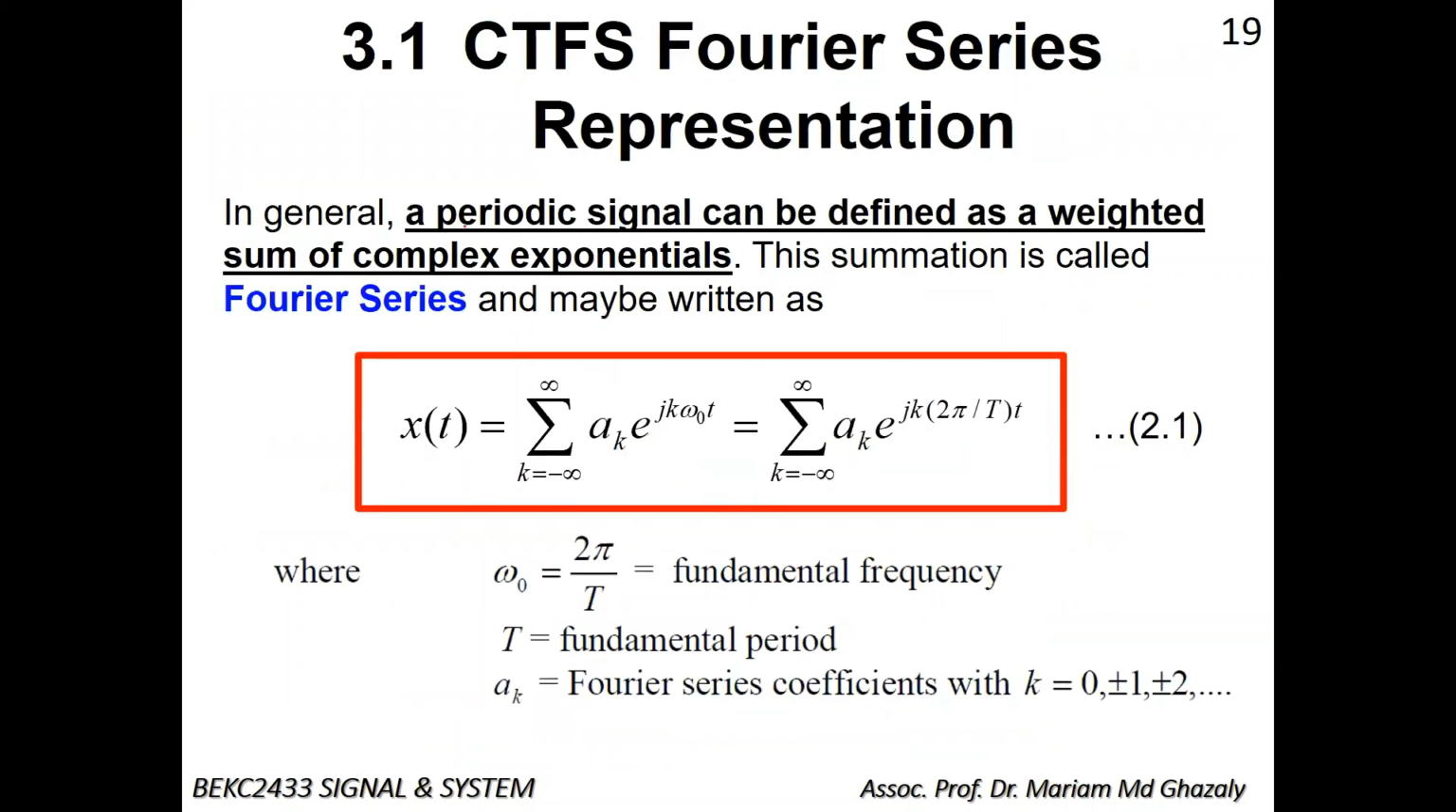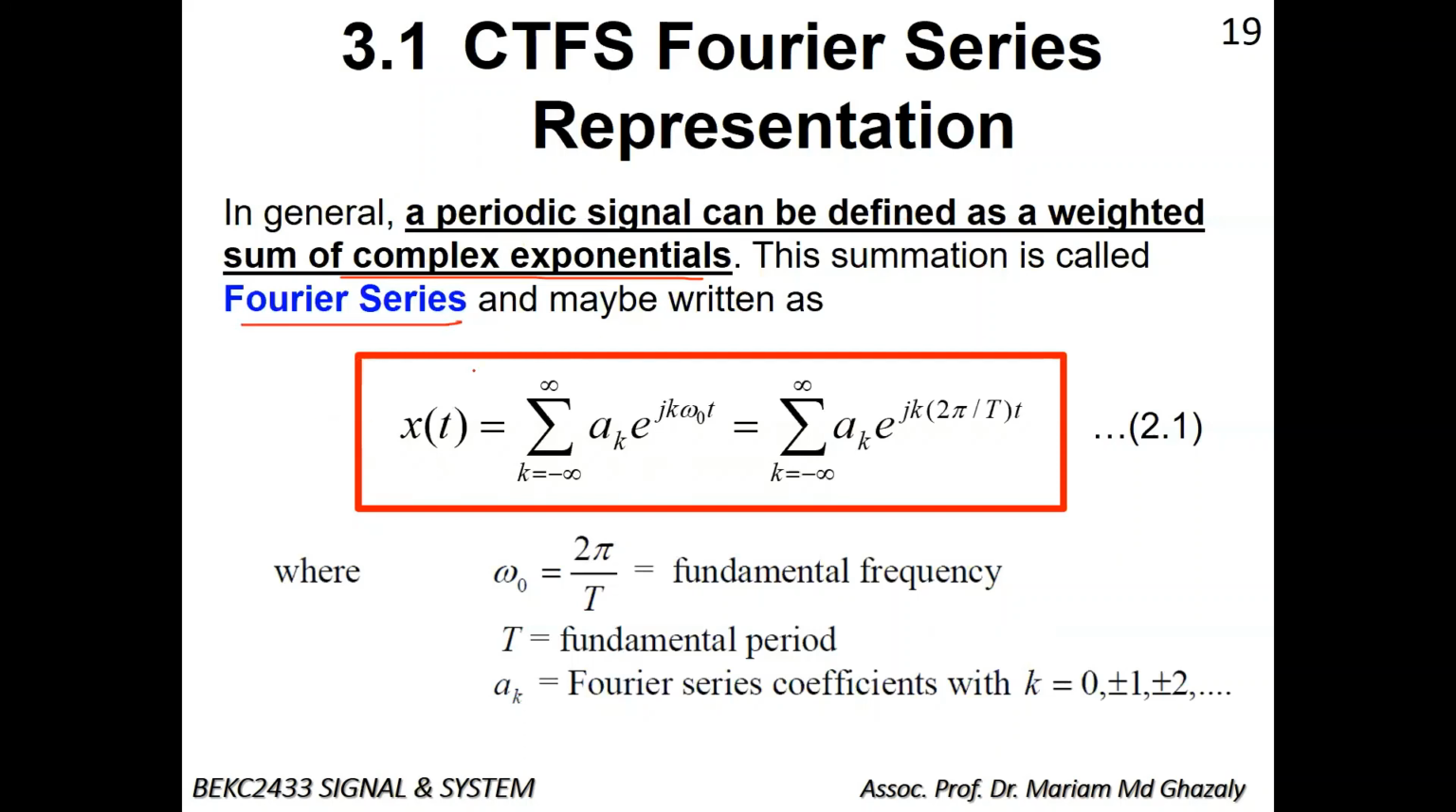Okay, so in general for Fourier series we are going to use a periodic signal, meaning a signal that is periodic. We are going to learn about aperiodic signals in the Fourier transform later on. So a periodic signal can be defined as a weighted sum of complex exponentials. This summation is called the Fourier series.